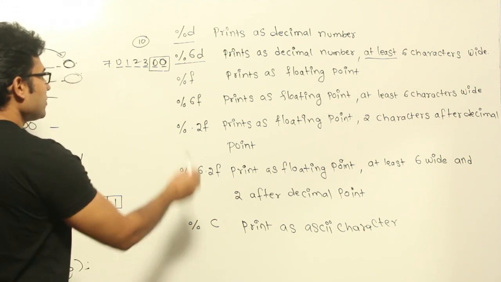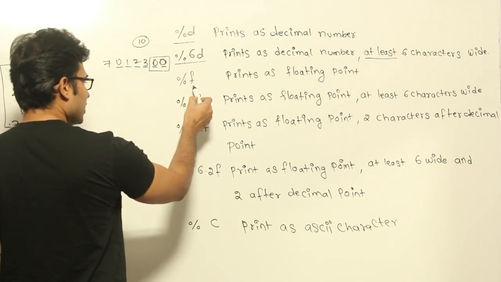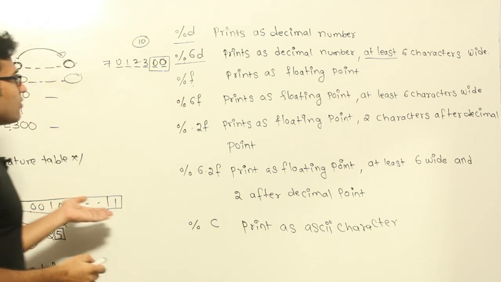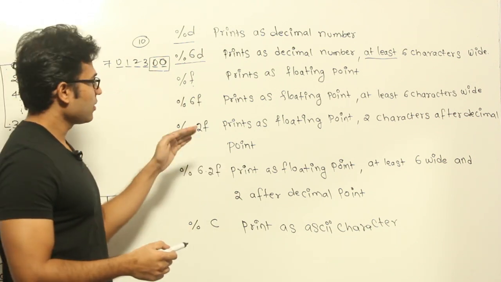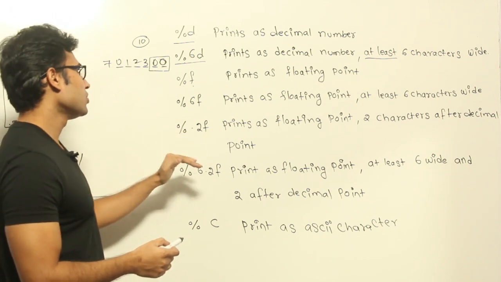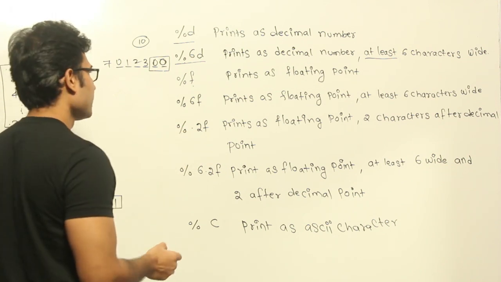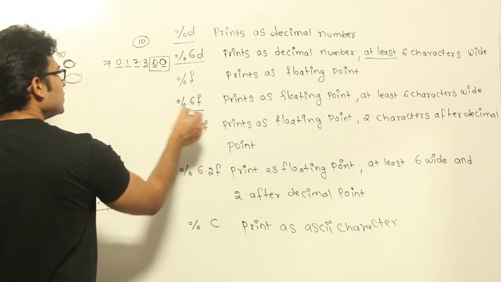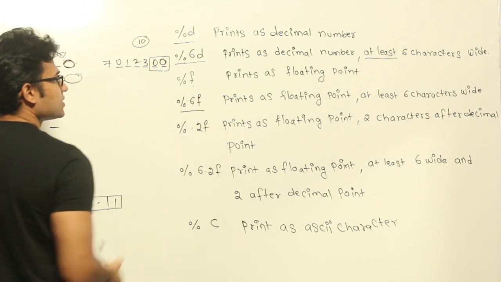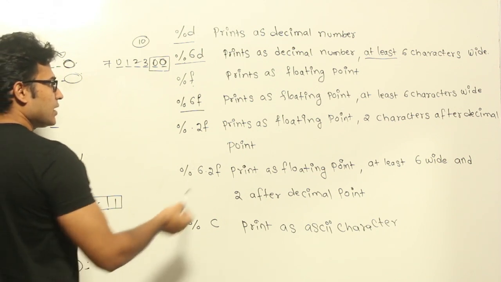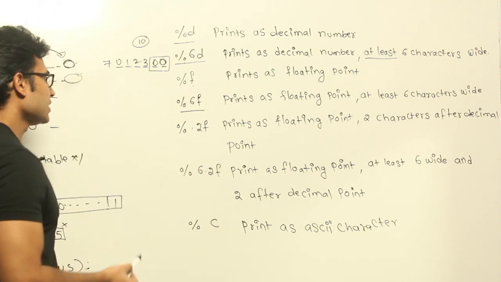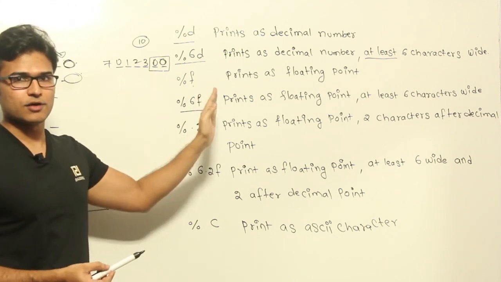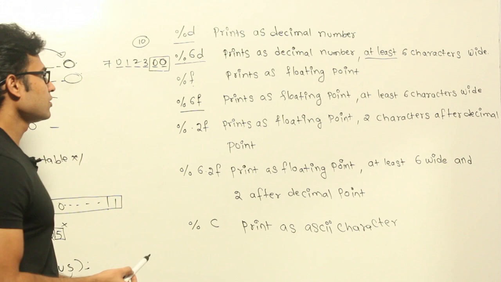right? And similarly, %f says that whatever bits are present in this variable, you interpret them as a floating point number and print the output as a floating point number. That is the meaning of it. And the same thing is for %6f as well, which means you display the floating point number in at least 6 characters. If the result that has to be displayed is less than 6 characters, then you leave spaces at the leading beginning of the number. That is the meaning of it.